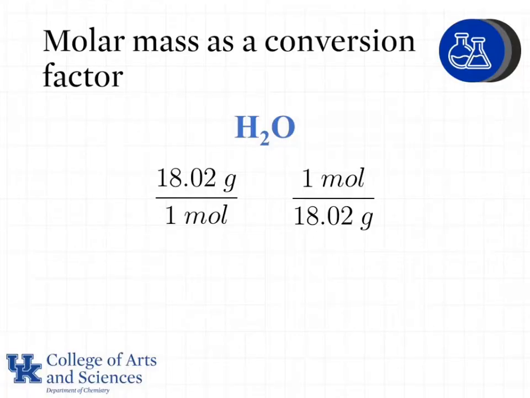Just like with our other relationships or conversion factors, we can invert the relationship in order to make our units work out correctly. So we're going to be using the same ideas that we used previously with dimensional analysis to solve these problems. For water, the molar mass is 18.02 grams per mole, and this can also be written as 1 mole over 18.02 grams, depending on what we need to cancel out and solve for our unknown value.